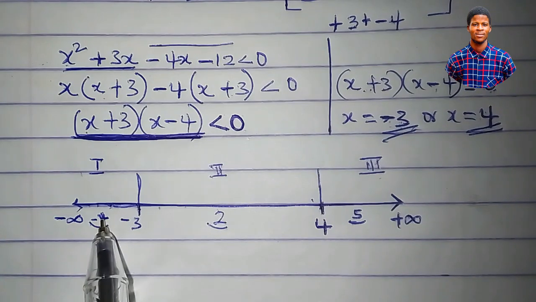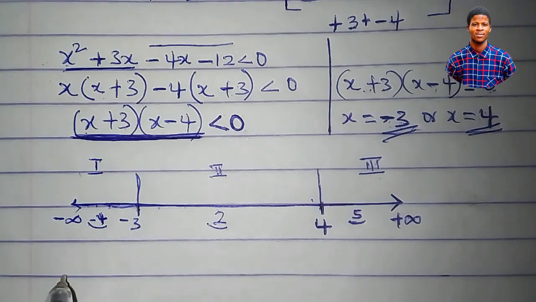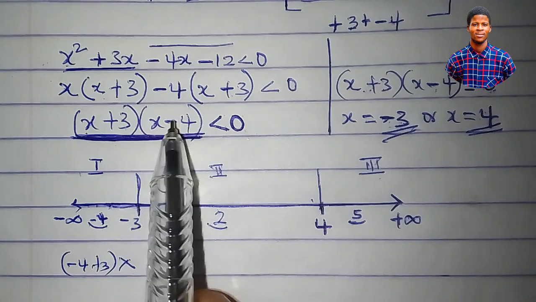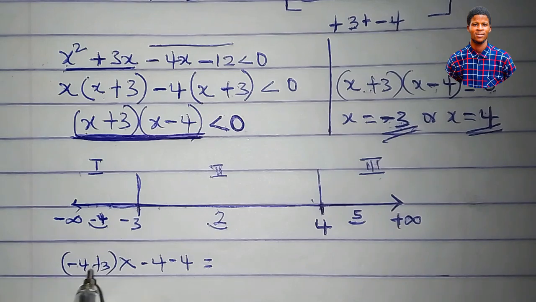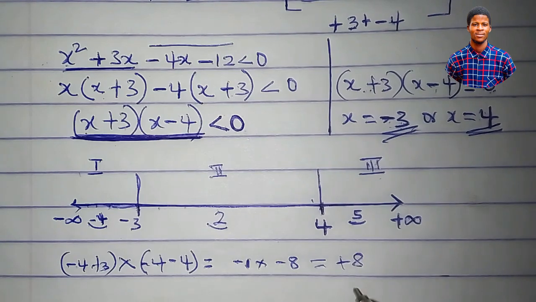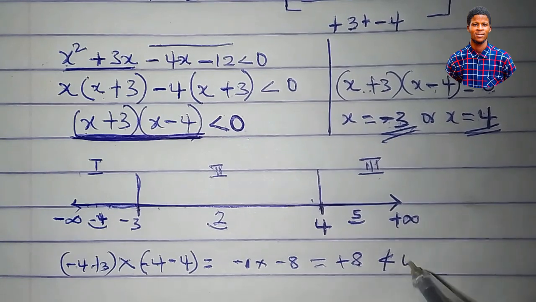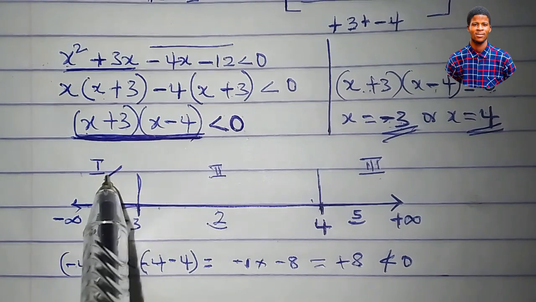So let's begin the test. For region 1, let's take minus 4 as the point. Minus 4 plus 3 times minus 4 minus 4. What will it produce? Minus 4 plus 3 is minus 1. Minus 4 minus 4 is minus 8. Minus 1 times minus 8 is positive 8. And positive 8 is not less than 0. I am looking for a negative number. This region 1 is out of it.